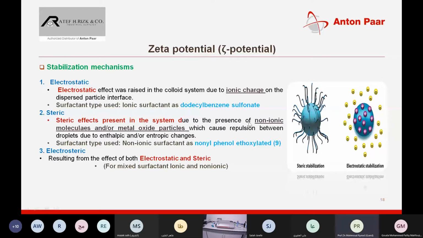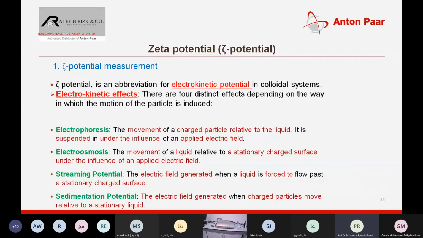Zeta potential measurements. Zeta potential is abbreviation for electrokinetic potential in the colloid system. Electrokinetic effect, there are four distinct effects depending on the way in which motion of the particle is induced. The first one, electrophoresis and electroosmosis, streaming potential and sedimentation potential.